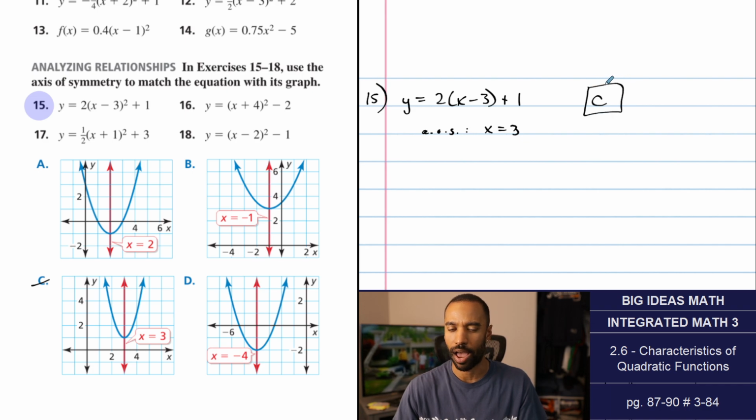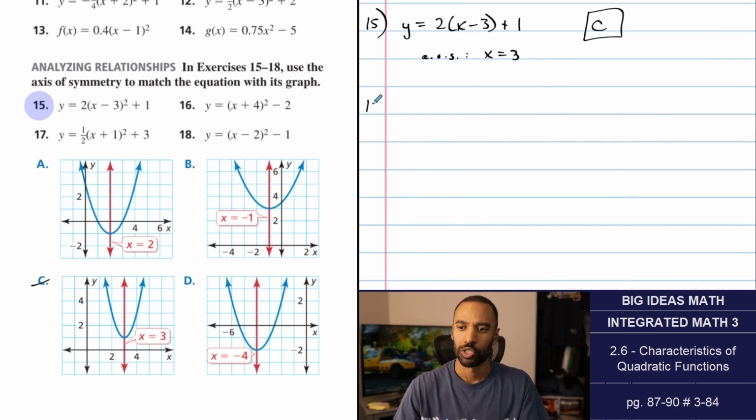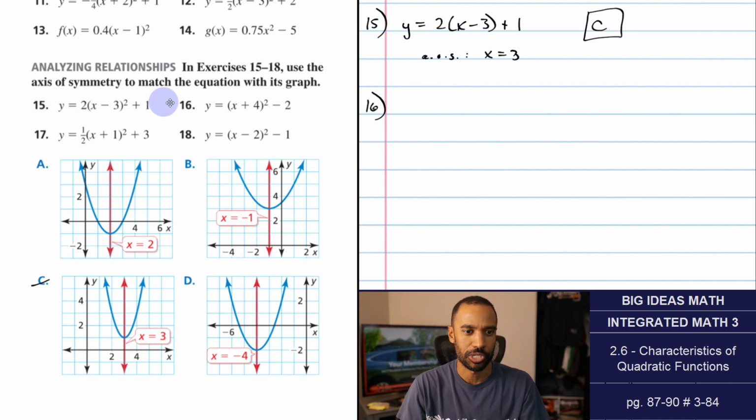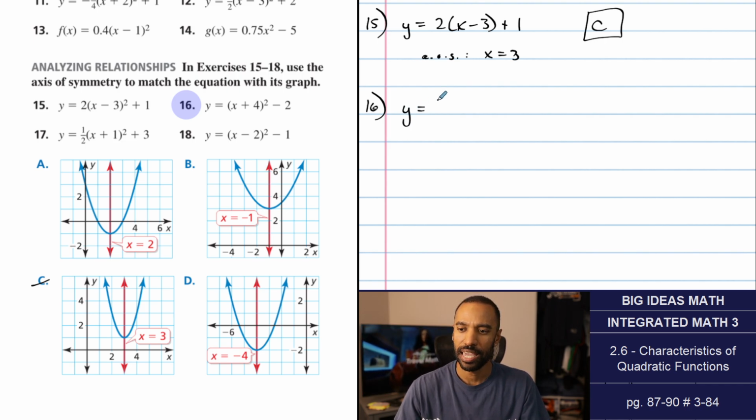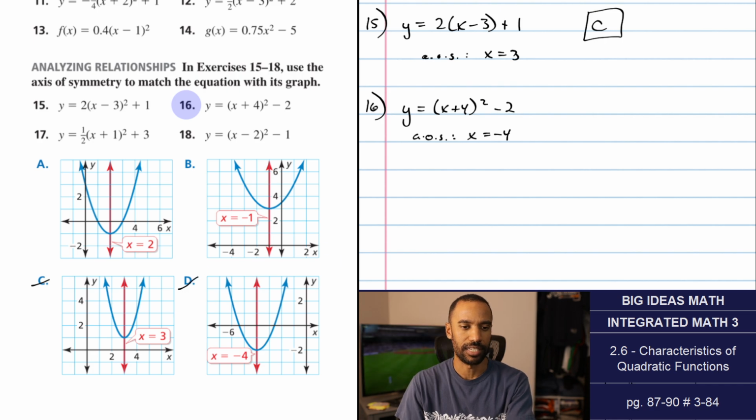So I'm just using the graph on that side. I'm not actually copying it over. I hope that's okay. Because we don't have to actually match, so to speak. You just got to seek. Number 16. Y equals x plus 4 quantity squared minus 2. This axis of symmetry will be at x equals negative 4. So which one has that? Looks like D. Whoa. Looks like D does.